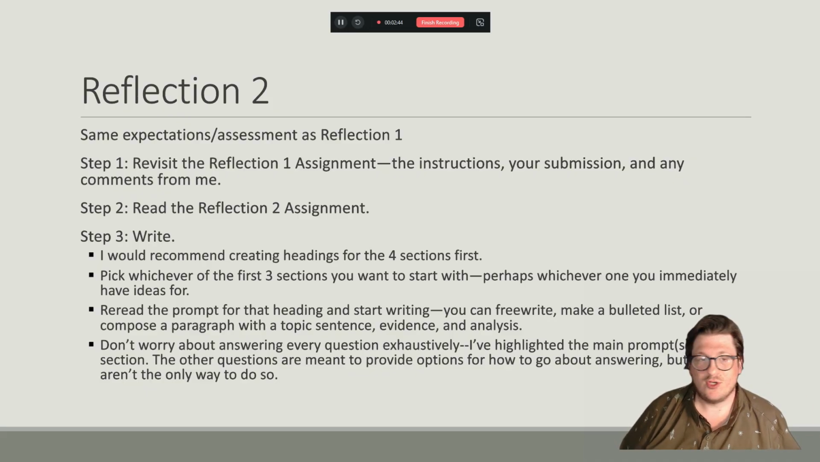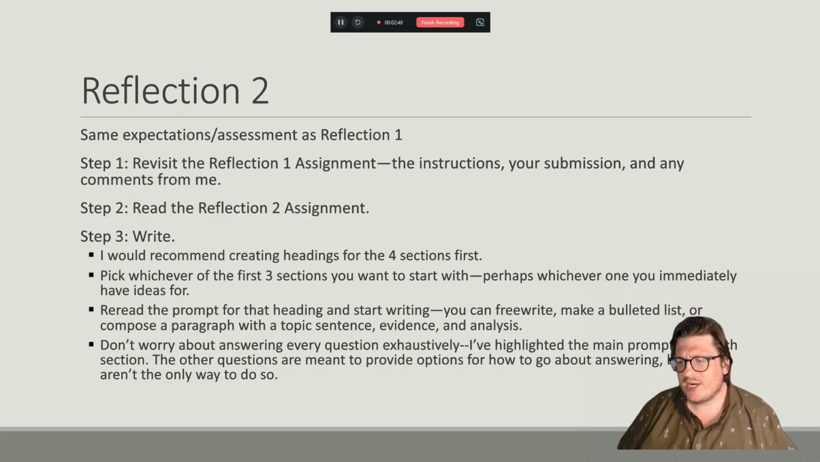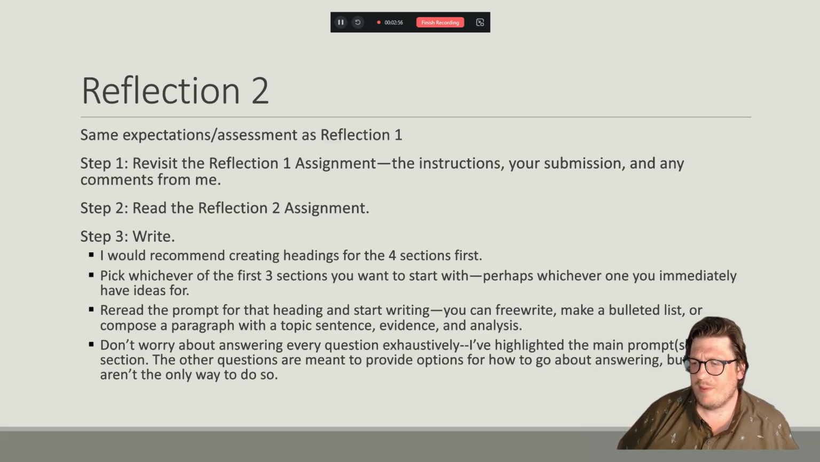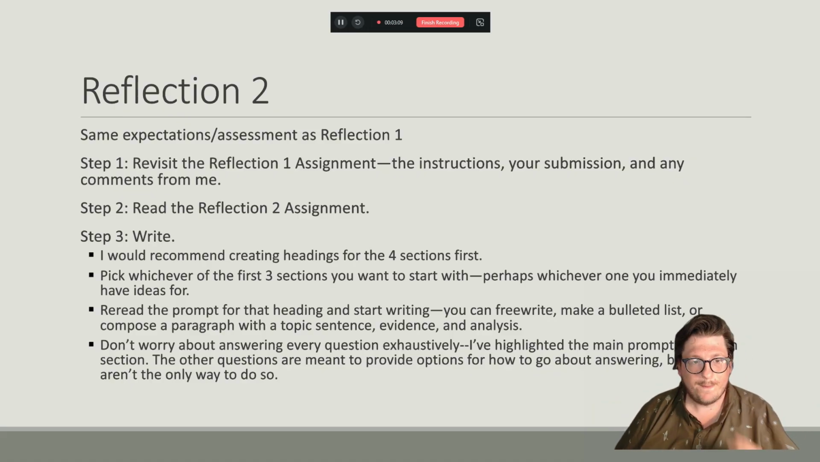That's going to be your third step here. So one tip: there are 4 sections of the prompt in bold, with questions about each of these different things. My suggestion is, for formatting, just create subheadings for each of those 4 sections, and then write your answers in each one of those sections. And that might be the easiest way for you to organize reflection essay 2.